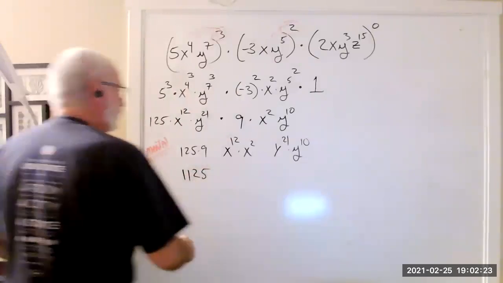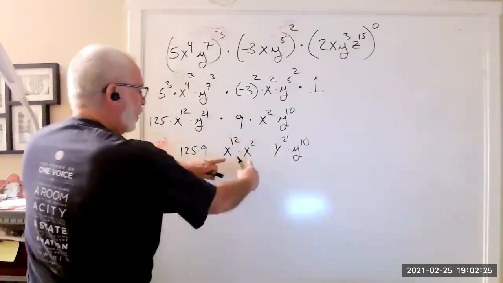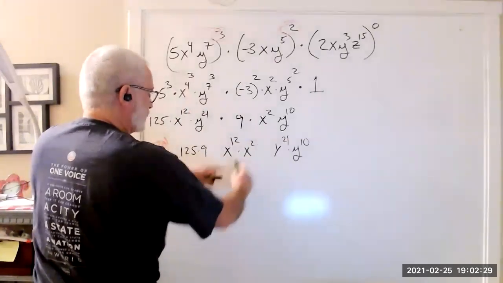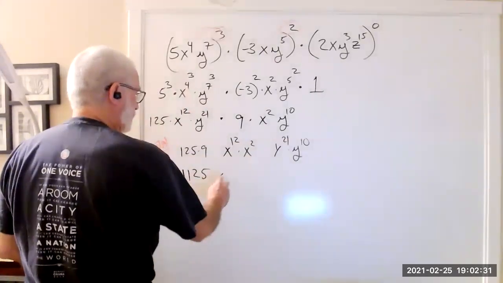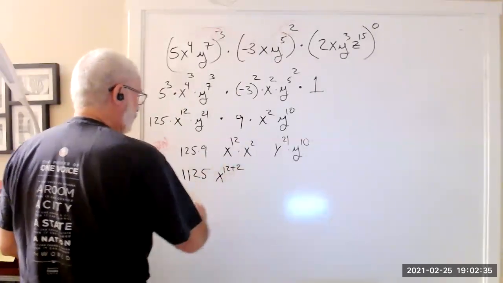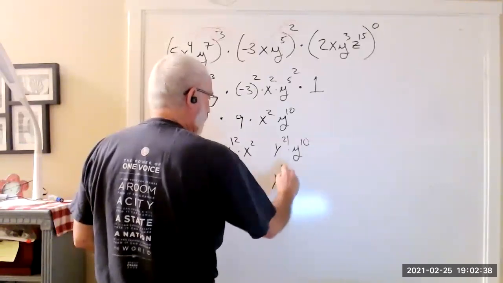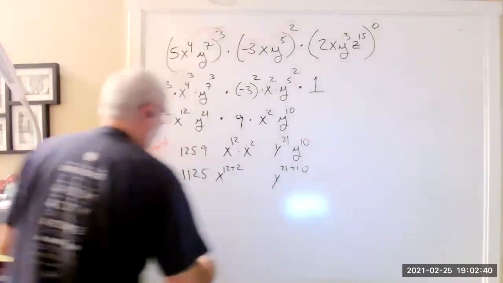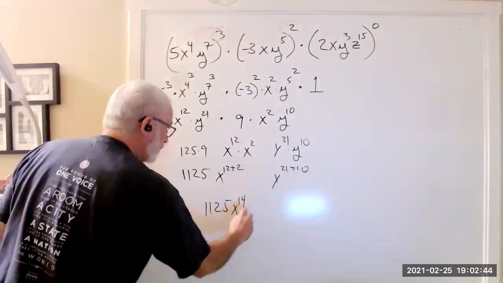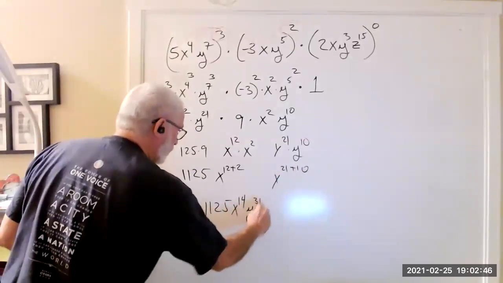Okay, 1125. Technically, how do we put these two x's together? If I have x to the 12 times x to the 2, what do I have? X to the 14. 12 plus 2, which is 14. This is y to the 21 plus 10. So the final answer is 1125, x to the 14, y to the 31.